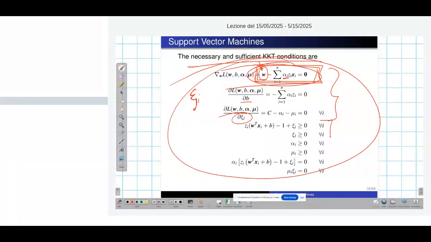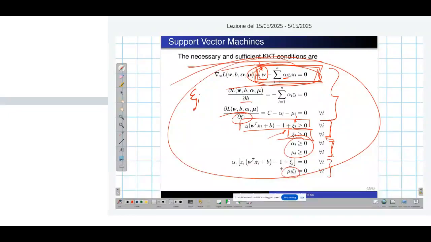Then we have primal feasibility, the same as before, but this time we allow some points to be inside the margin by Ki, and this Ki must be greater or equal than 0. Either it's 0, the point is correctly outside of the margin, or I need to allow it to be inside the margin by some positive quantity. The Lagrange multipliers must be greater or equal than 0. And then these are the additional complementary slackness constraints that tell us which points are support vectors.